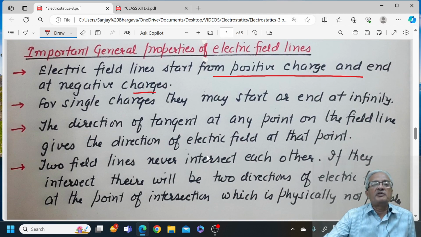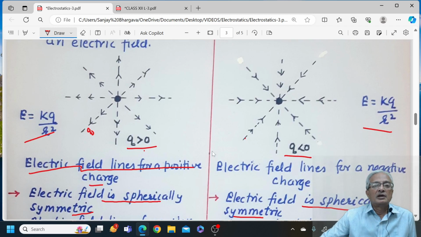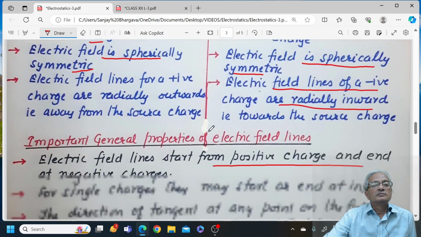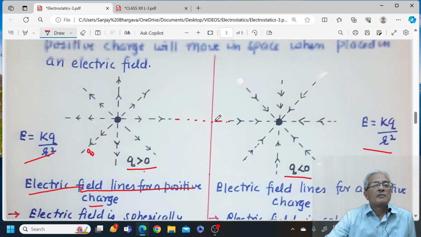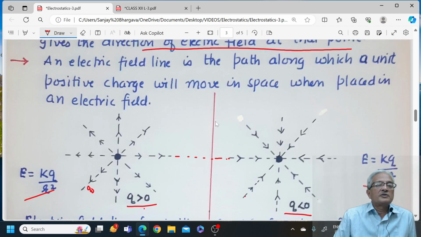You can just have a feel from this figure. Just imagine an electric field line starting from the positive charge and finally moving and terminating at the negative charge. For single charges, they may start or terminate at infinity. Just see like this. Here for a positive charge they will move till infinity. For the negative charge they end at the source charge.